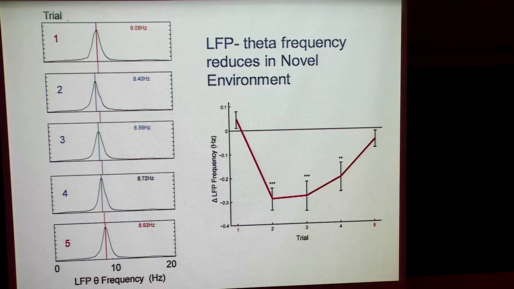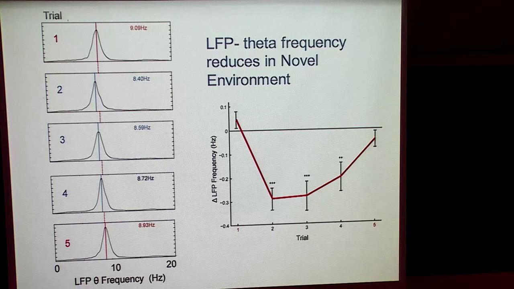Now, this LFP change that you see across days, these are across trials. Across trials, yeah. It's small, but it's about the right size. Was the running speed controlled? The running speed was controlled. So it was not that in the novel environment the animal was just slow. Yeah, we're pretty sure.